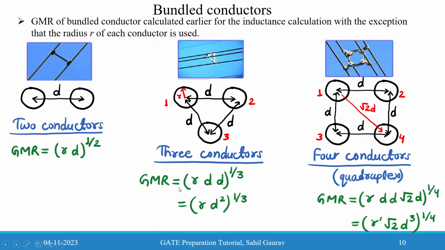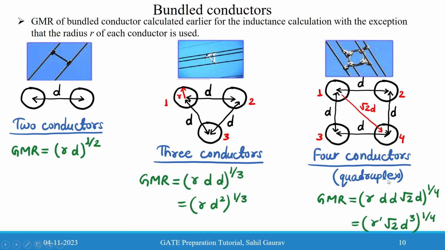This is very important, and you can find this GMR for two conductors this way, and for three conductors, named 1 to 3, all equally displaced. This becomes like an equilateral triangle. So the GMR will be R into, it is displaced from one conductor by d and from the other conductor by d, so R into d squared to the power 1 divided by 3.